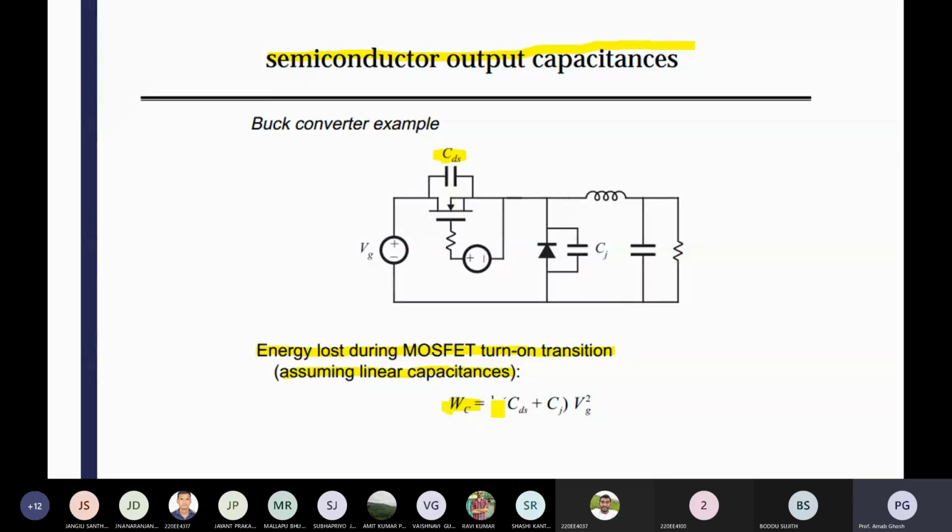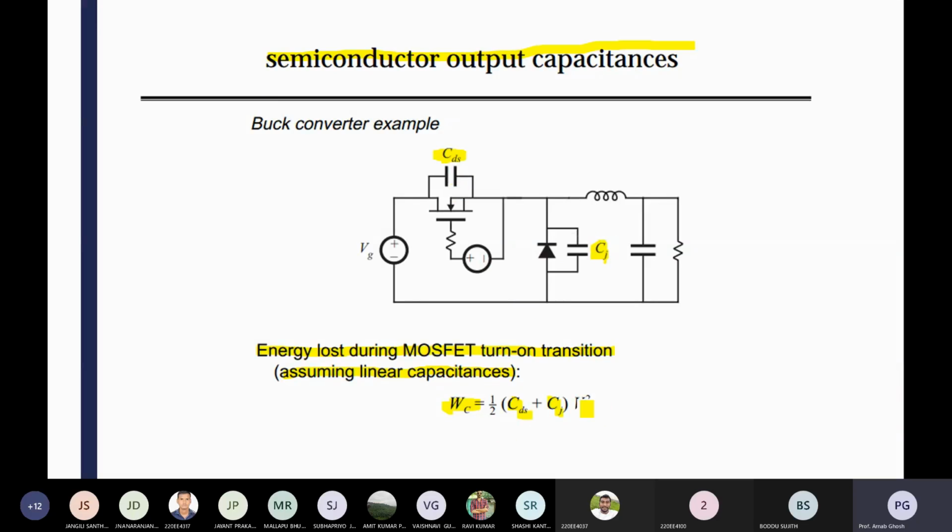Okay, C equals CDS plus CJ. CJ means the position diode. So when the switch is turned on, that CJ and CDS will be there. The diode is there, so finally you will get that VG square. VG is your input voltage, so it will automatically be there.